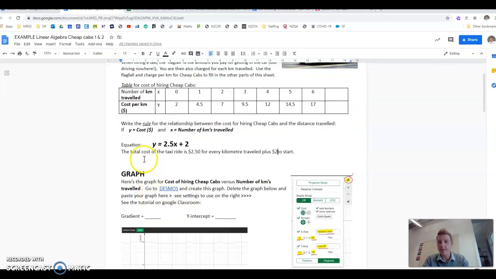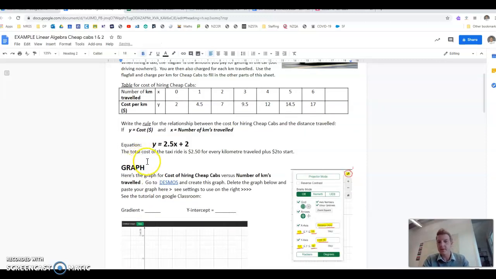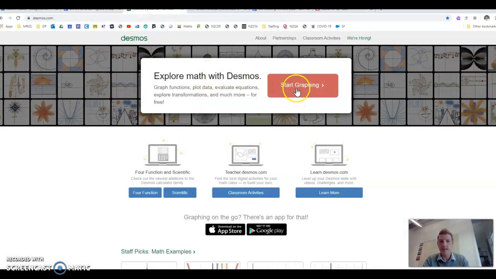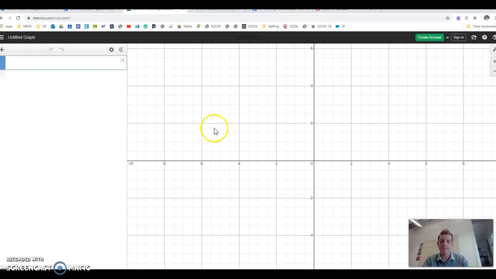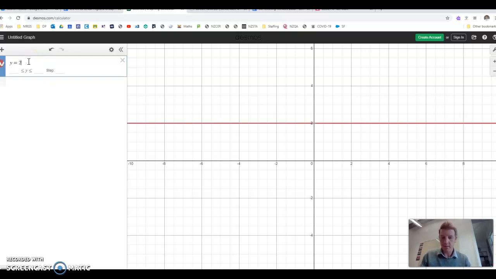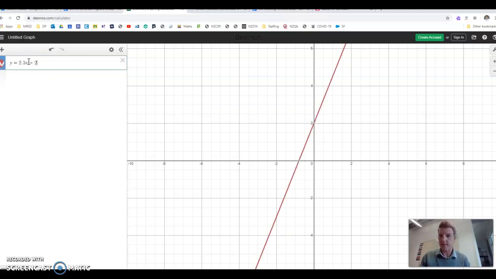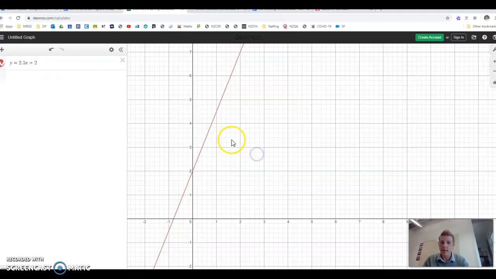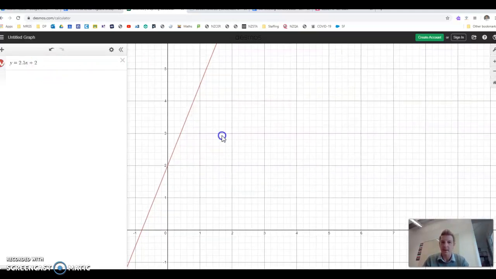The next step is to model that on a graph. And the best thing to use is Desmos. So if I come to Desmos here, I can start graphing. And all I have to do is, in the top left corner, type in my equation. So it's y equals 2.5x plus 2. I can just type it in and I get the graph here. And you may want to zoom in and play around a little bit to see what's actually happening.